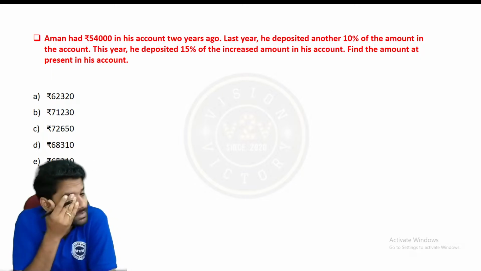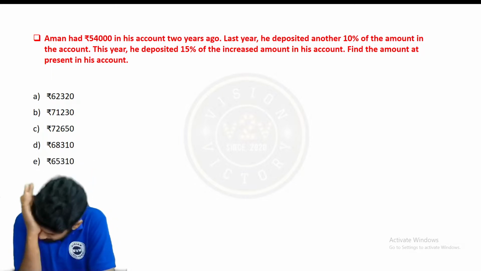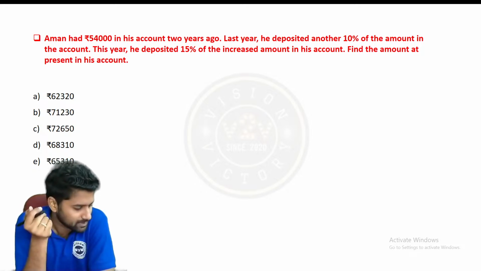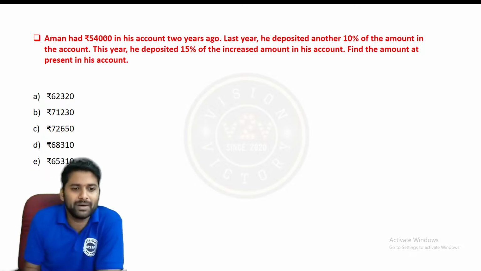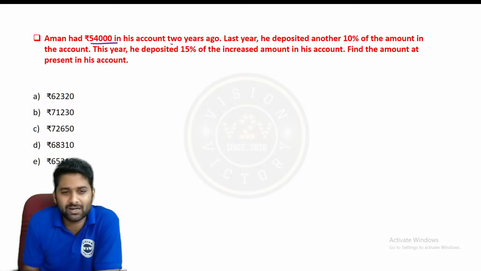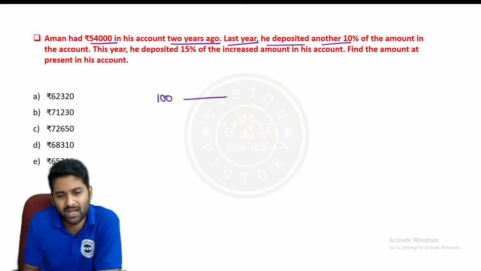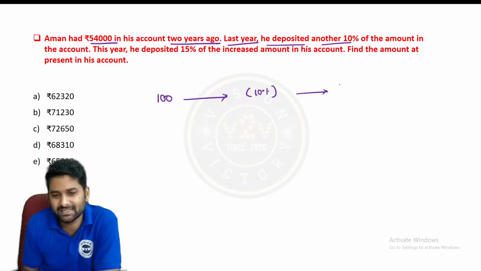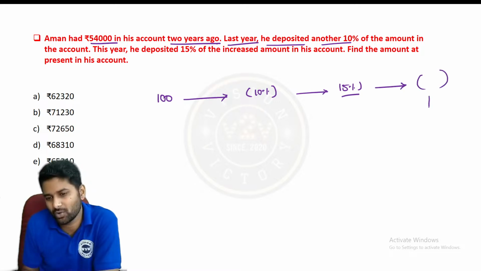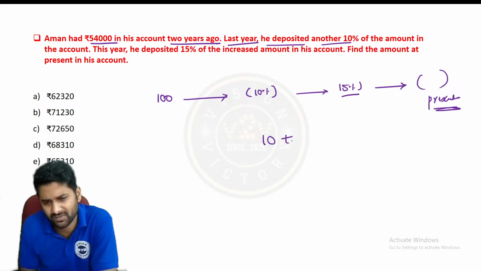Next. So let's check this question. Aman had 5,400 rupees in his account 2 years ago. Last year, he deposited another 10%. Let us assume 2 years ago I have 100 rupees. Now, this year, he invested 10%. Again, next year, he deposits 15%. Now, the amount in the present account. So, what is the present amount? Guys, it is also a successive percentage. Use the successive percentage concept. You can save your time.